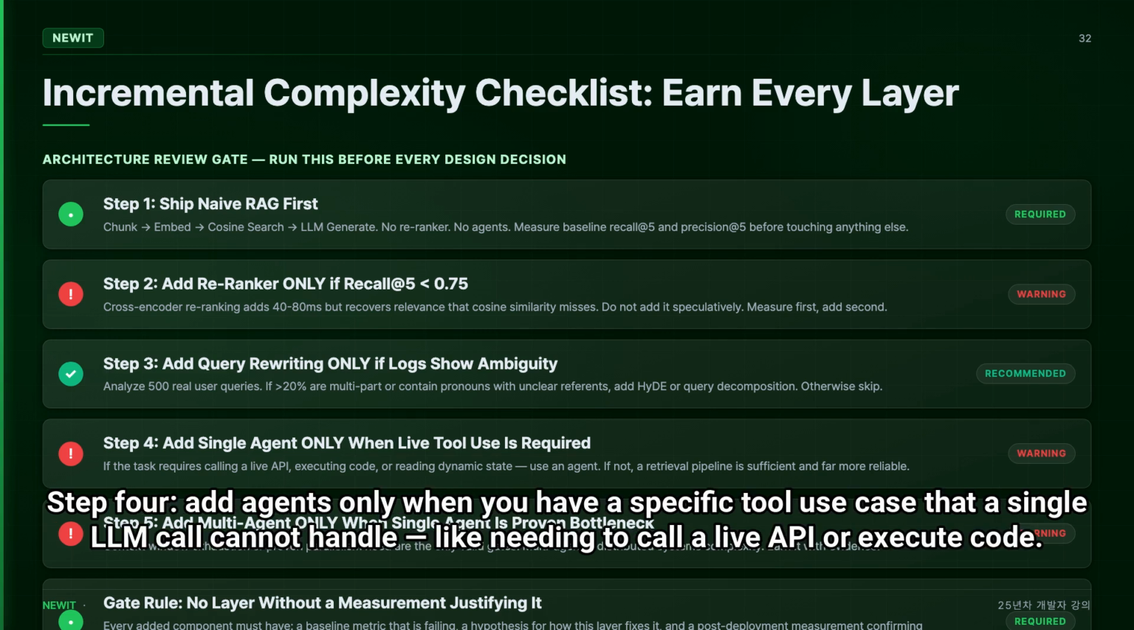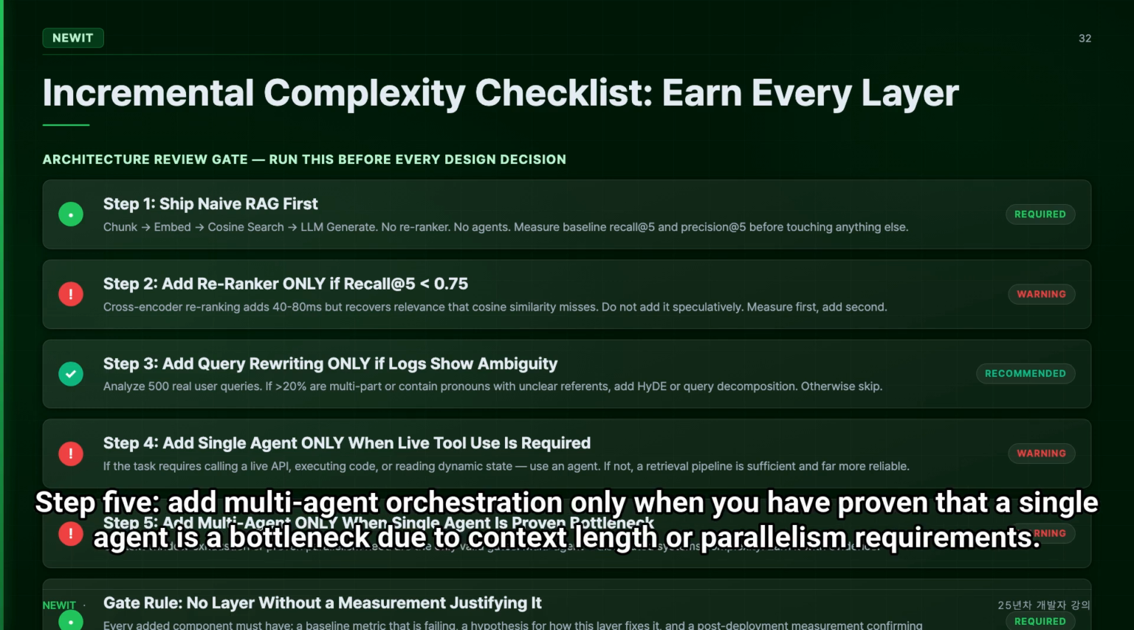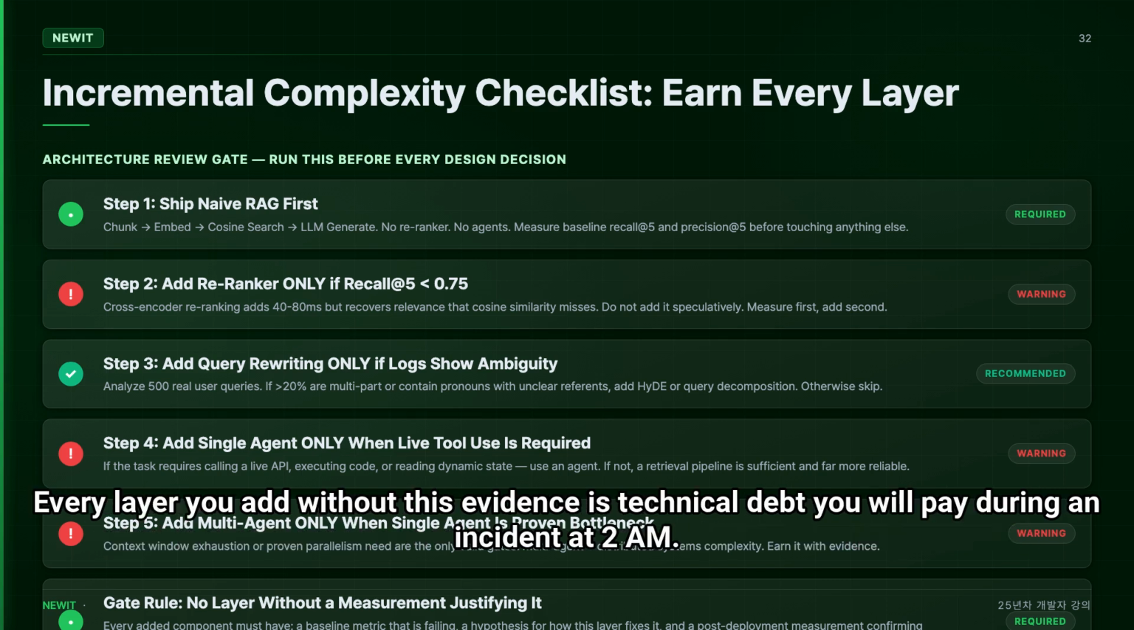Step 3. Add query rewriting only if you observe users asking multi-part or ambiguous questions in your actual query logs. Step 4. Add agents only when you have a specific tool use case that a single LLM call cannot handle, like needing to call a live API or execute code. Step 5. Add multi-agent orchestration only when you have proven that a single agent is a bottleneck due to context length or parallelism requirements.